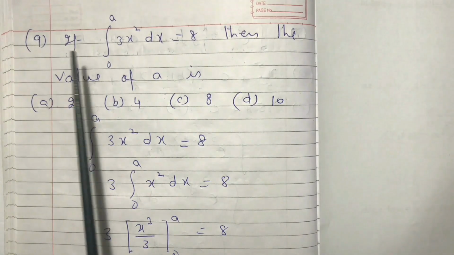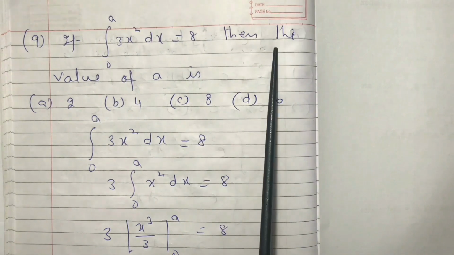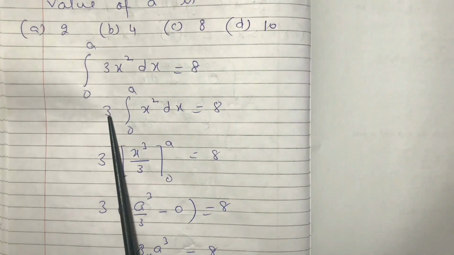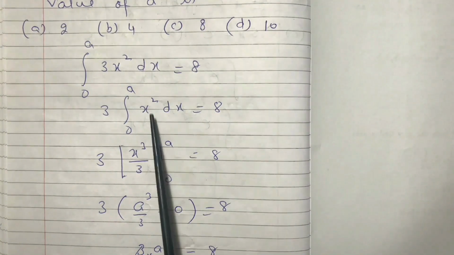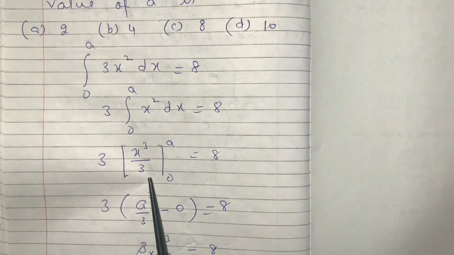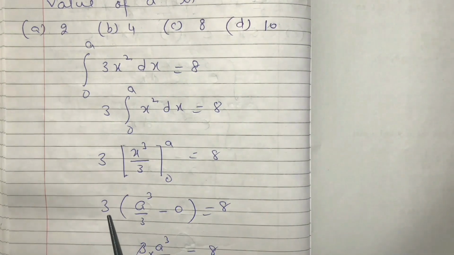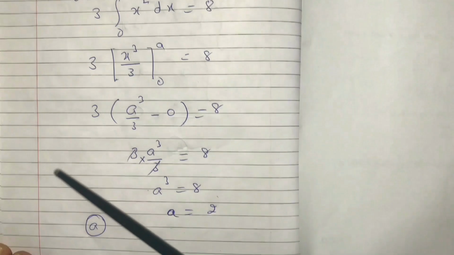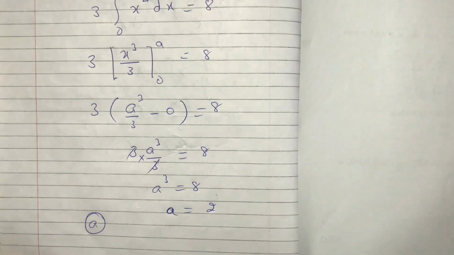Now its ninth question is, if integration of 3x square dx from 0 to a is 8, then the value of a is. This is the question. Write 3 here, integral 0 to a of x square dx is equal to 8. Integrate it, it will come out to be x raised to power 3 upon 3, and this 3 will come here, is equal to 8. 3 a cube by 3 minus 0 is equal to 8, and when you solve it you will find a is equal to 2. So a is the option.